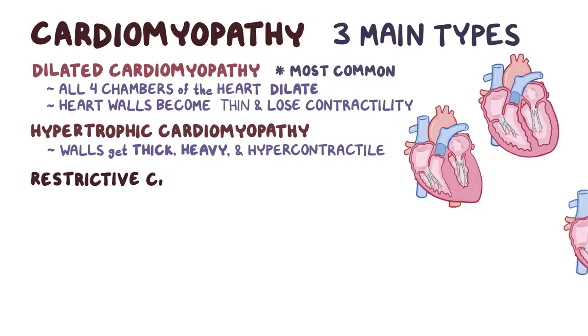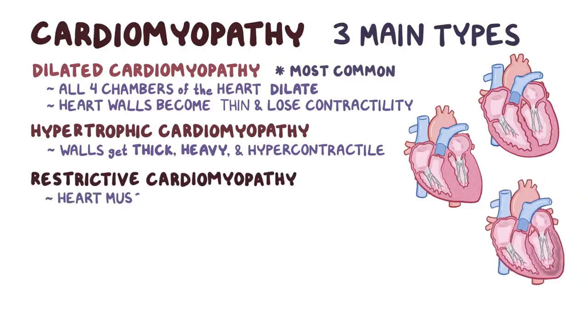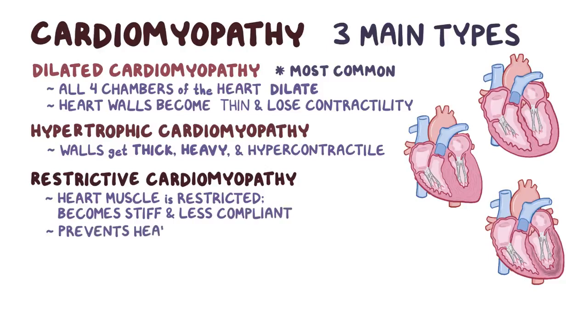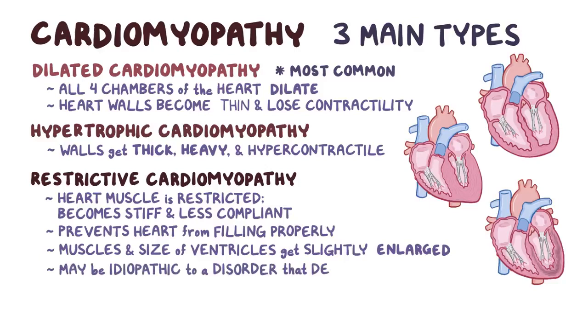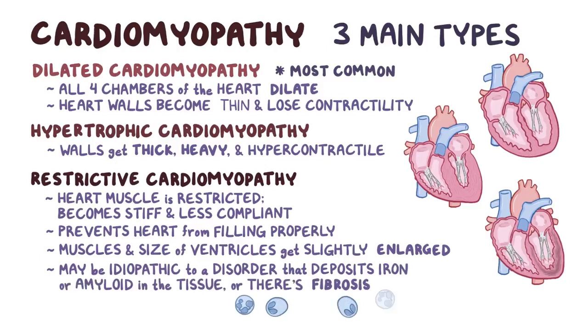Finally, there's restrictive cardiomyopathy, which is where the heart muscle is restricted, meaning it becomes stiff and less compliant, and that prevents the heart from filling properly. The muscles and size of the ventricles, though, stay about the same size and only get slightly enlarged. Restrictive cardiomyopathy may be idiopathic, or secondary, to a disorder that either deposits harmful substances, like iron or amyloid, into the heart tissue, or there's fibrosis caused by immune cells or radiation.